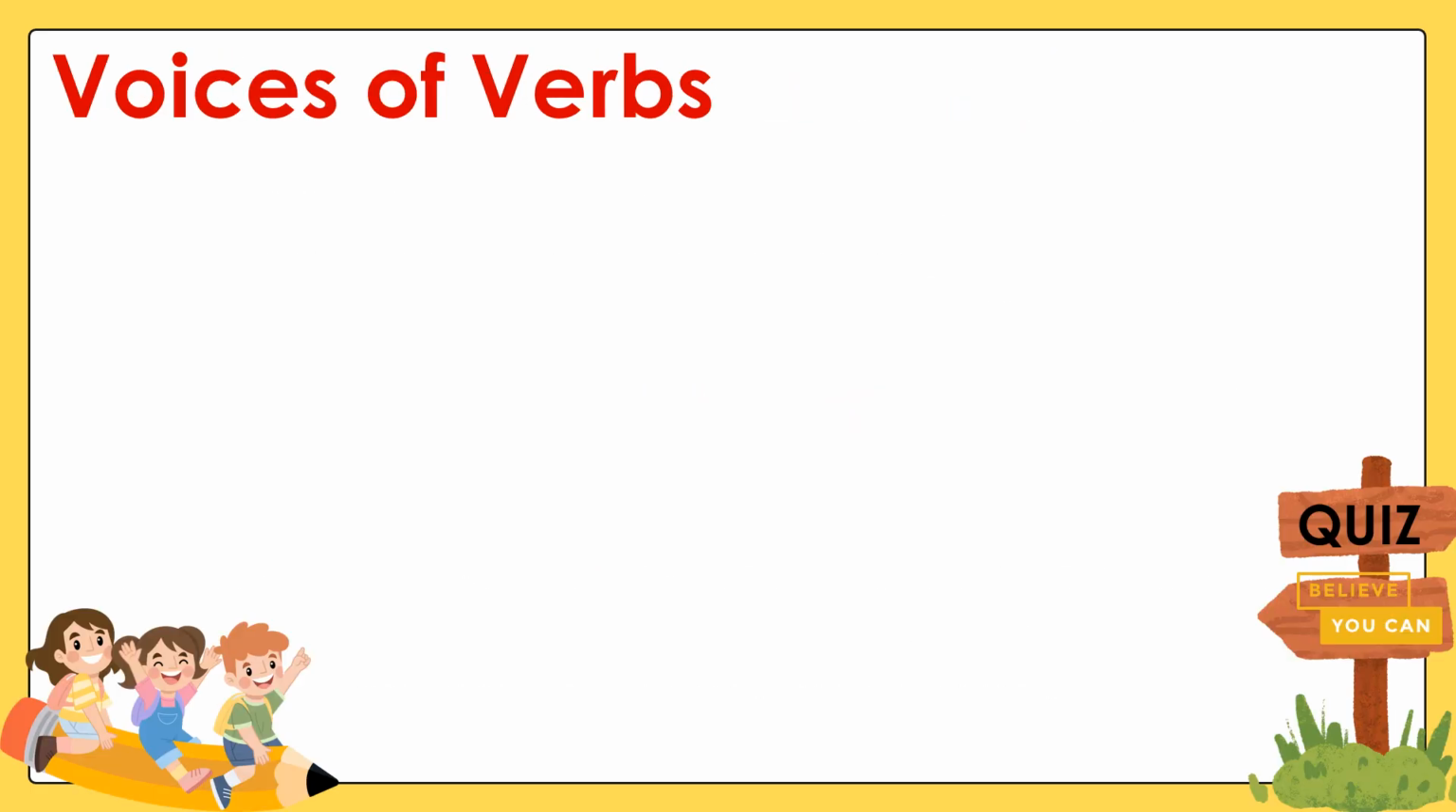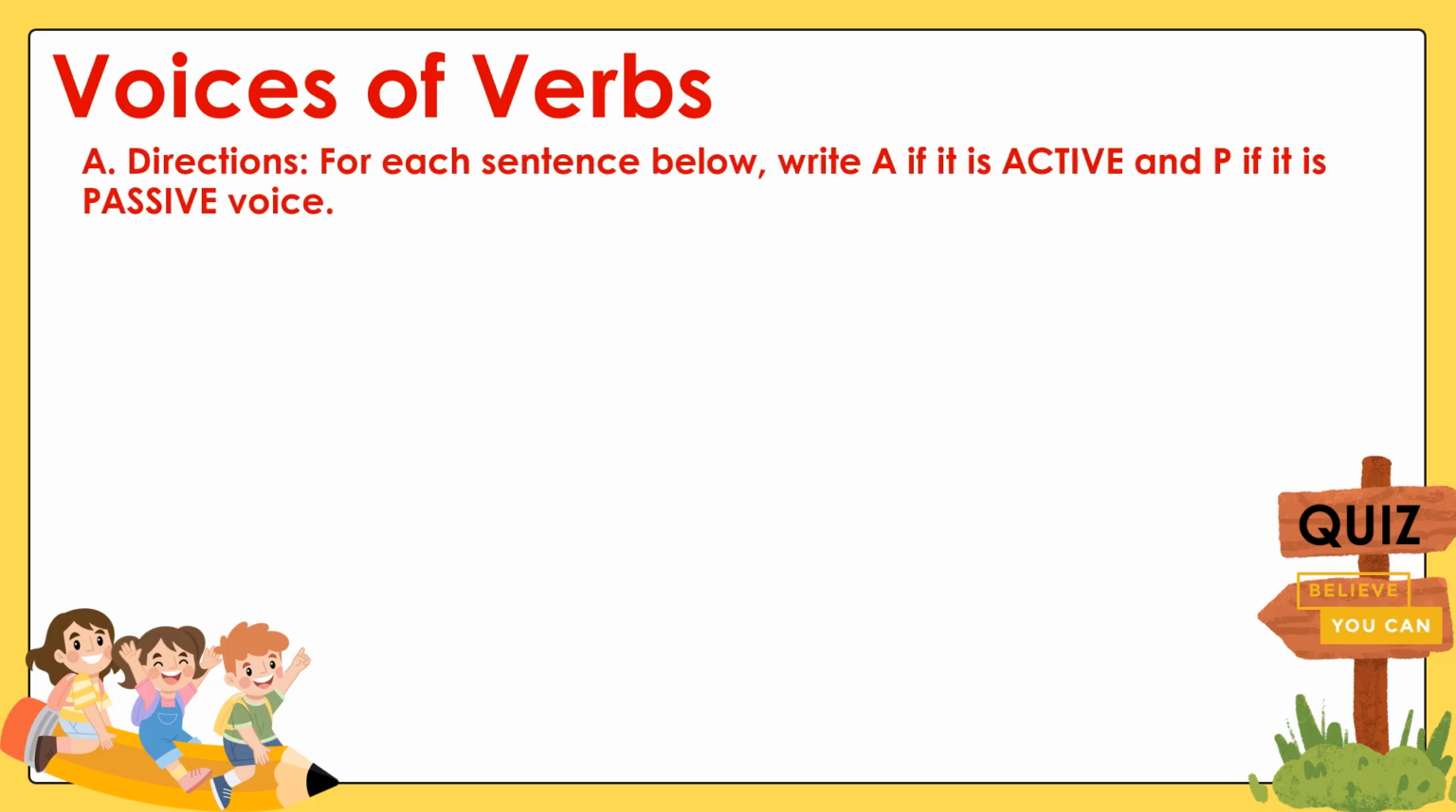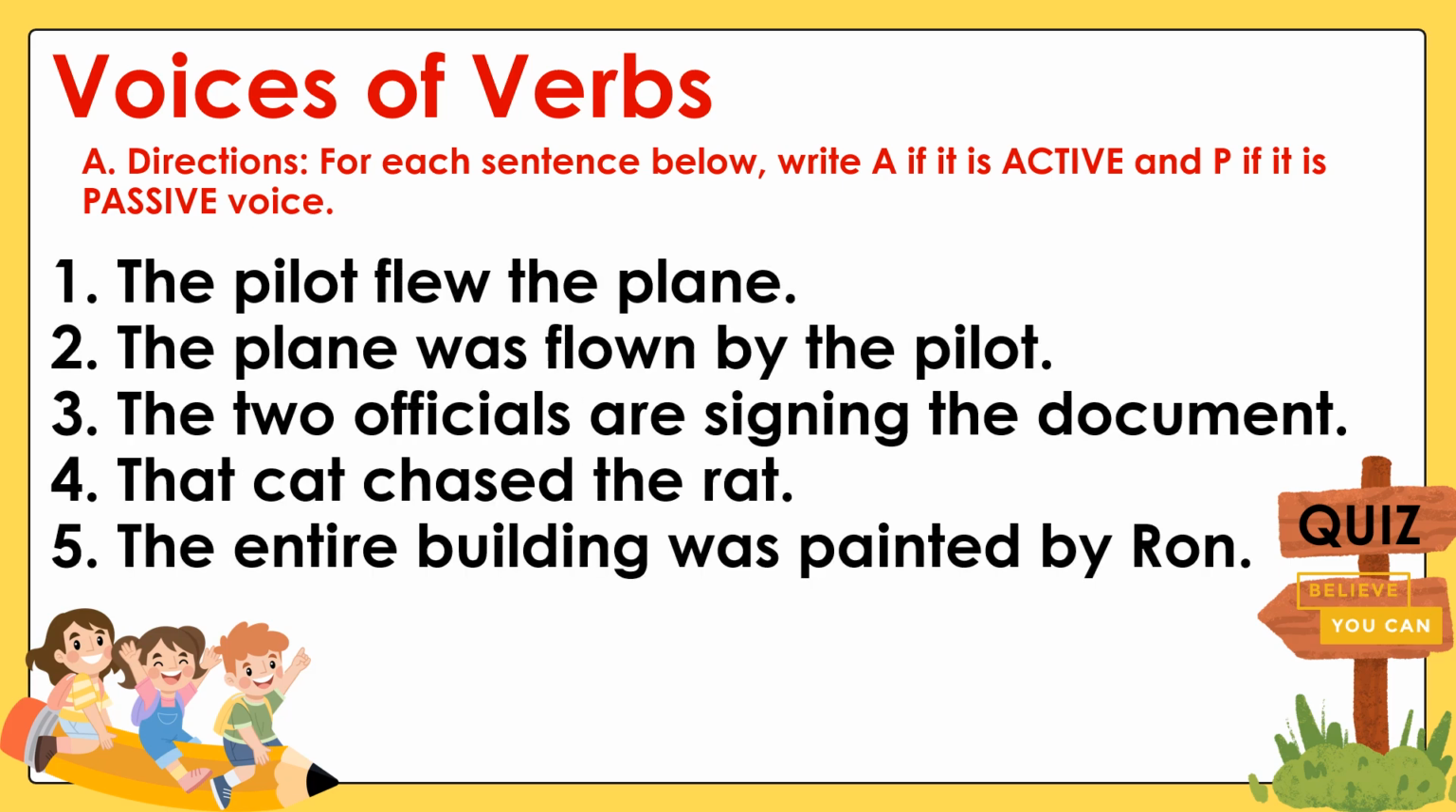Let's have now an activity about voices of verbs. Directions: for each sentence below, write A if it is active and P if it is passive voice. Number 1, the pilot flew the plane. Number 2, the plane was flown by the pilot. Number 3, the two officials are signing the document. Number 4, the cat chased the rat. And number 5, the entire building was painted by Ron.